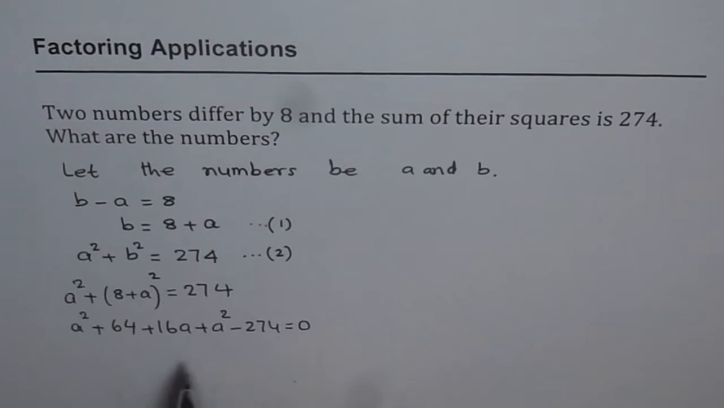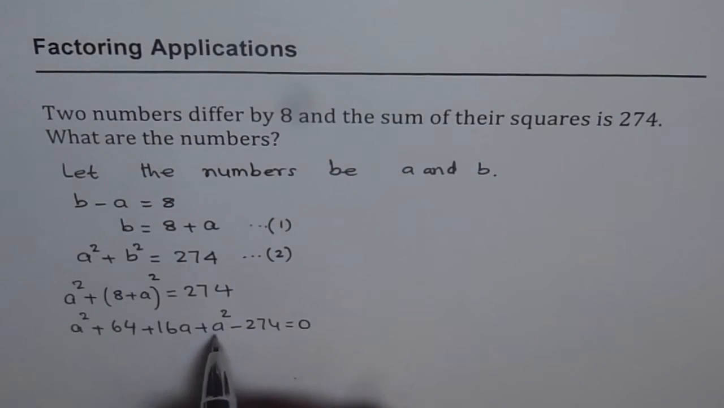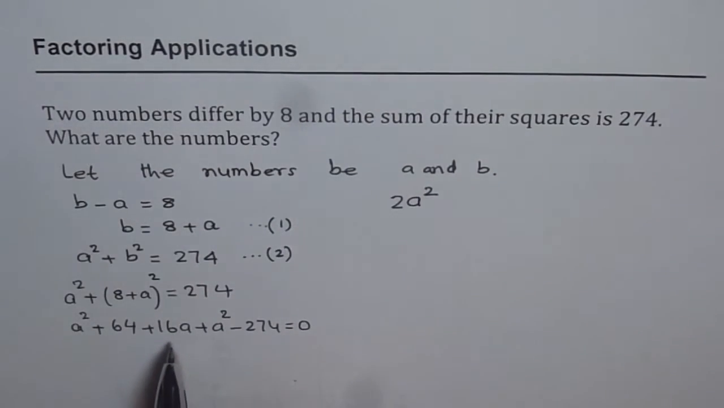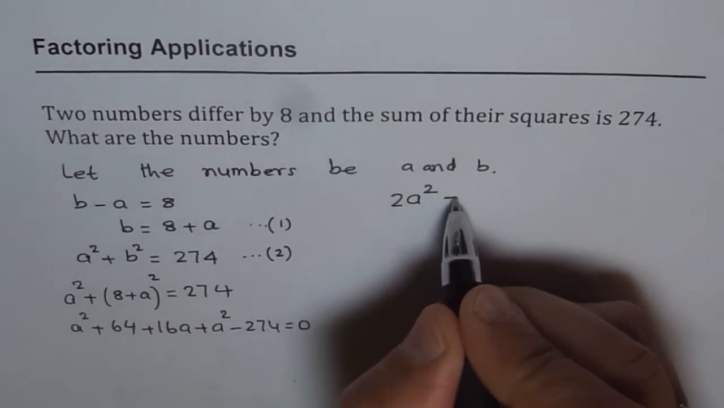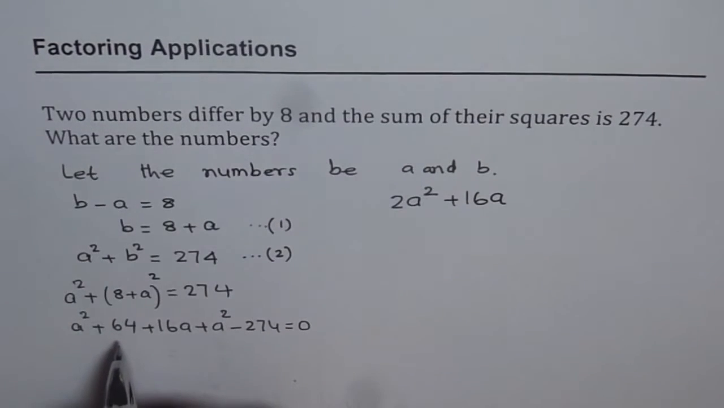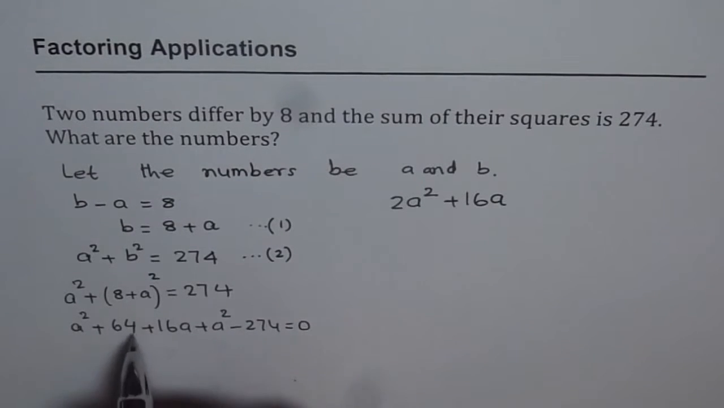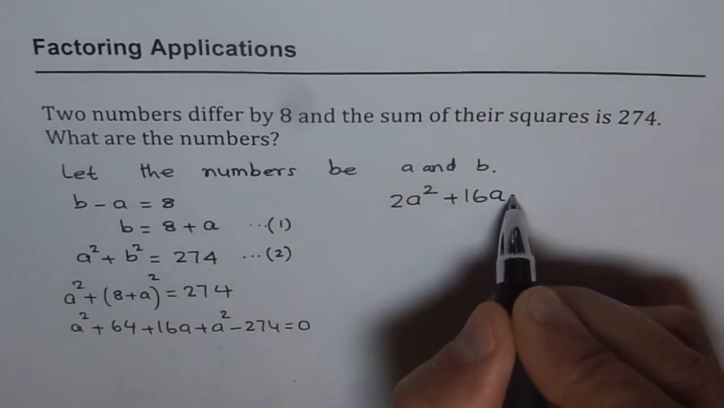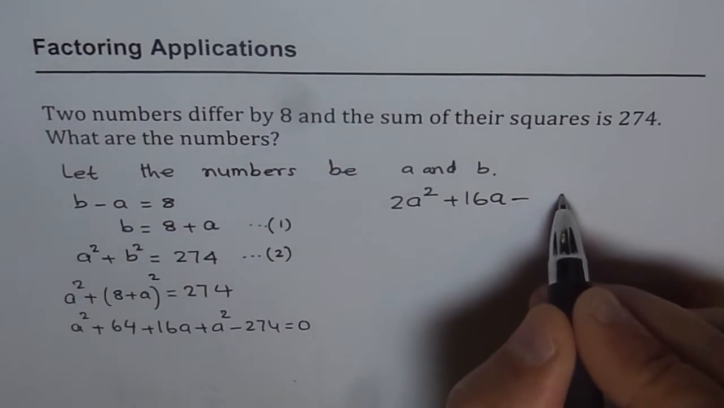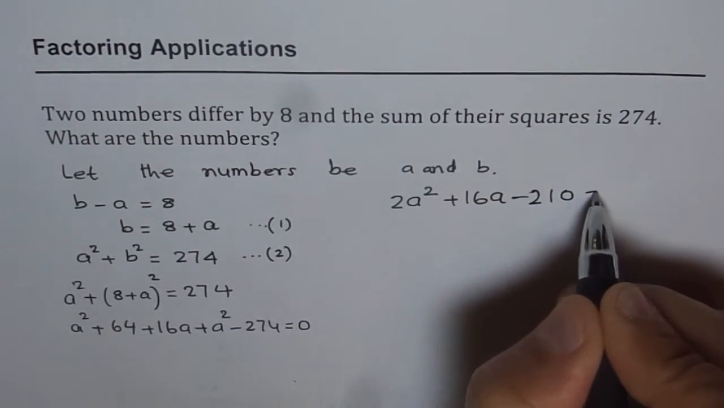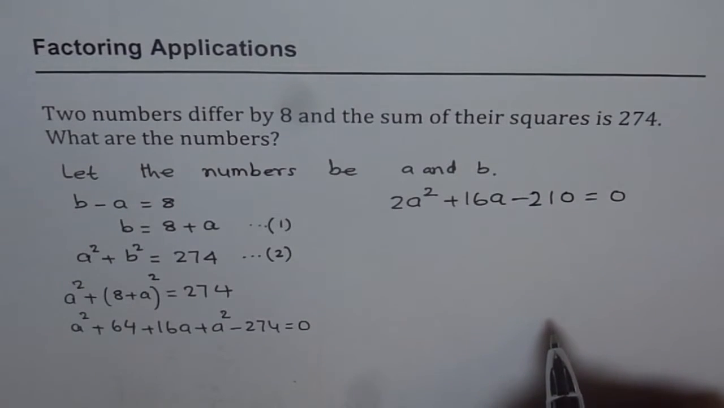Right? So that becomes a quadratic equation. Let's combine the like terms. So what do we get? A square plus A square is 2A square. And then 16A. 64 minus 274. So let's do this with the help of a calculator. So 64 minus 274, it will be a negative number since this is bigger. So we get minus 210 equals 0. You can always use a calculator here.